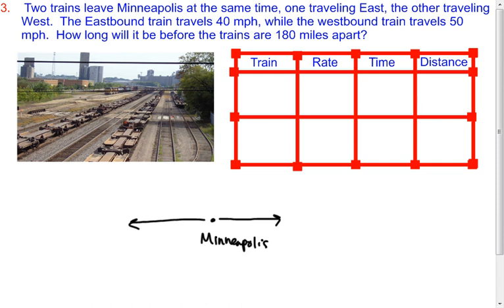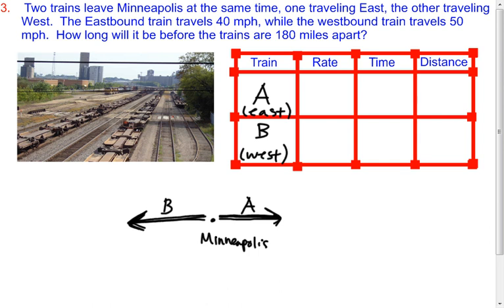So what should happen is, in the same amount of time, if they both travel for an hour or they both travel for 2 hours, the train headed east will not get as far as the train headed west because the train headed to the west is traveling faster. So they will be able to get farther in the same amount of time. Okay? So I'm going to call this train train A and this train train B. The one that's heading east is A and the one that's heading west is B.